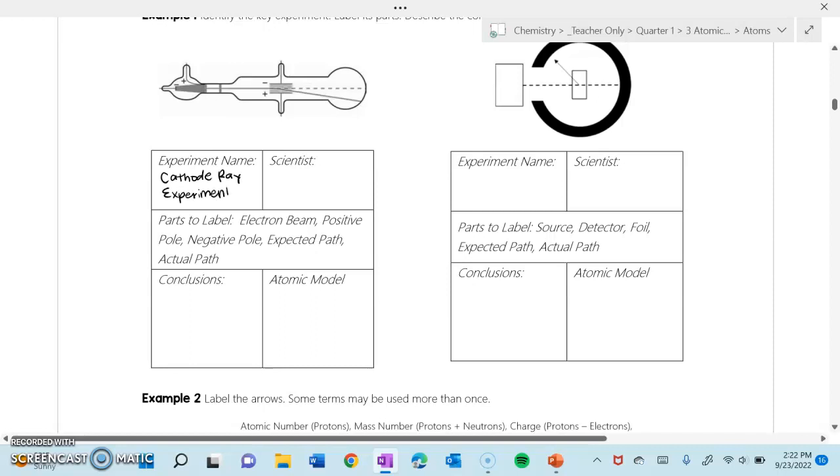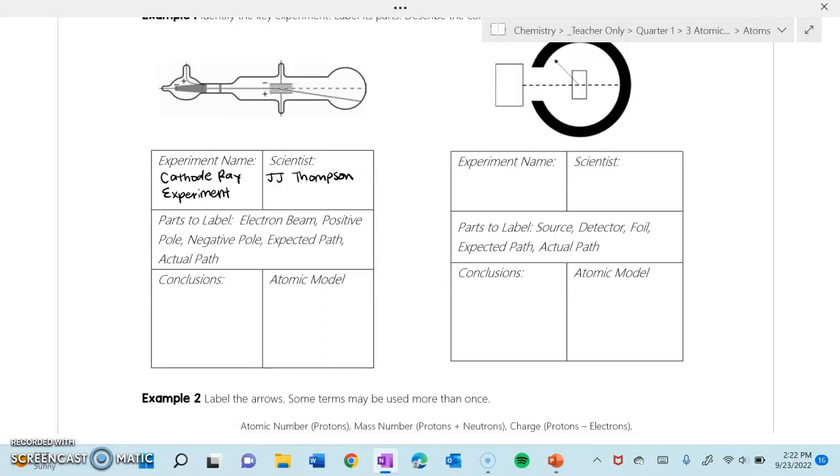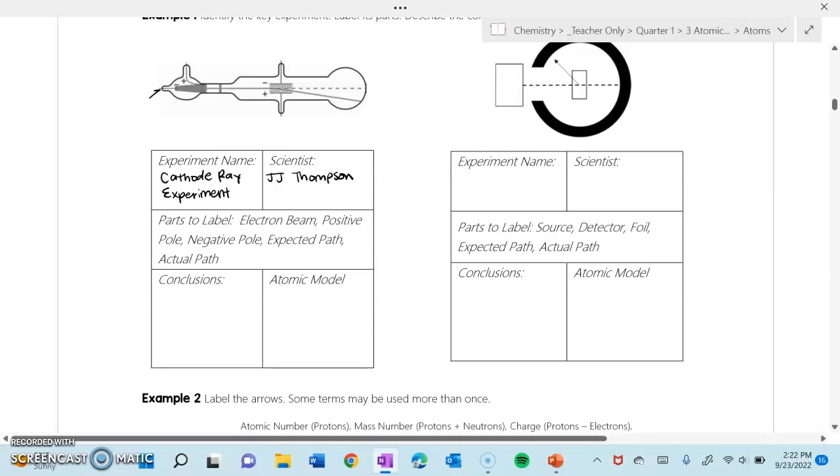And I just told you the scientist who is responsible for this experiment is J.J. Thomson. And through this experiment, he discovered charged particles, specifically the proton and the electron. So parts to label here, we have this beam that is shooting through the cathode ray. This is our electron beam. And at the time, he didn't know it was electrons. He just knew it was a particle that was inside of an atom.